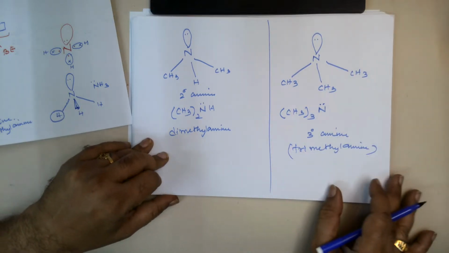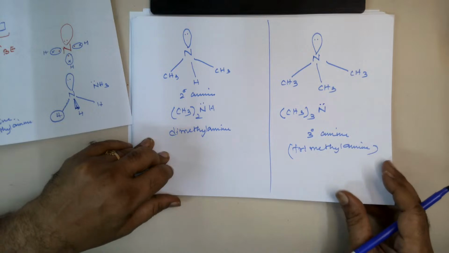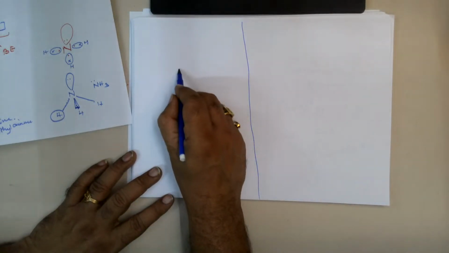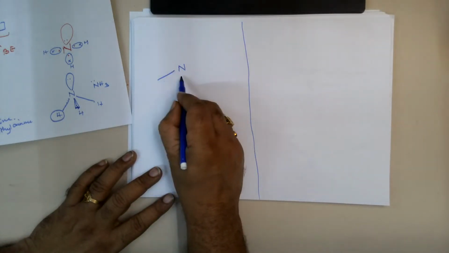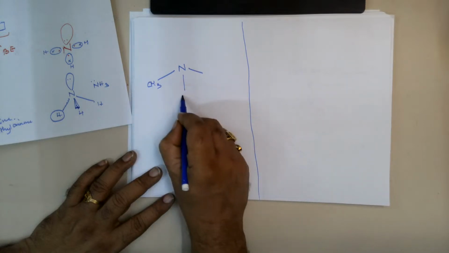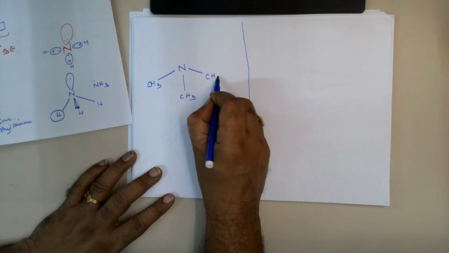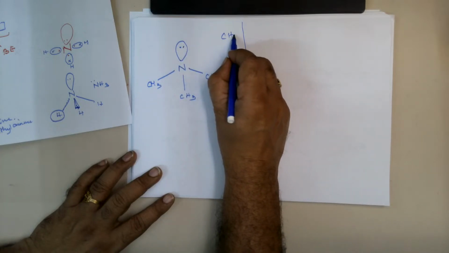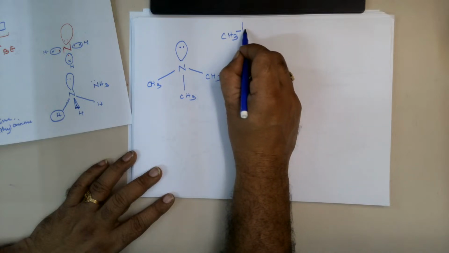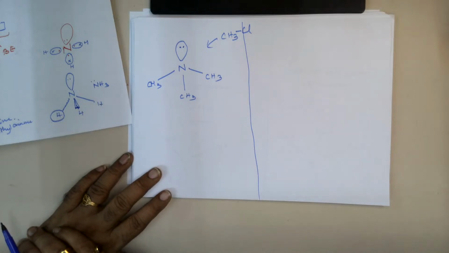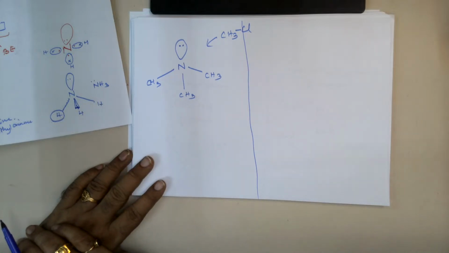And then you have another group. Let me replace further. You have nitrogen. You have got already CH3, CH3, CH3. Now this is the lone pair of electrons. And one more CH3Cl, methyl chloride, is coming towards this ammonia. So in that case, what will happen?